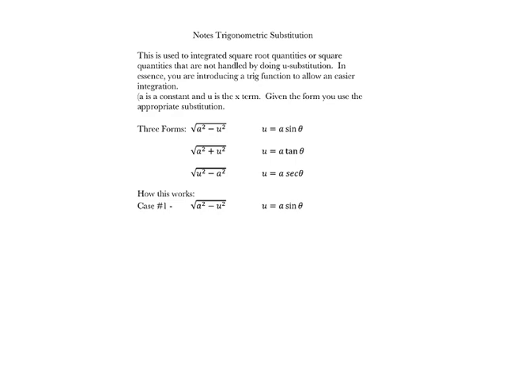Okay, we're going to talk about trigonometric substitution today. And basically, trig sub is used whenever you have a square root problem where you cannot use a u substitution. For instance, if you had something like the integral of dx over x squared times the square root of 9 minus x squared.